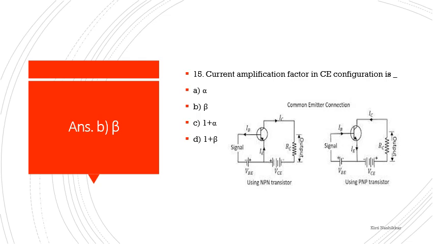In case of the CE configuration, the emitter terminal, which you can see here, is made common. This is for the PNP transistor and this is for the NPN transistor. Emitter is made common and that's why it is called the common emitter connection. Here the current gain is denoted by beta, which is the ratio of output current IC upon input current IB. And the current gain is a unitless quantity because it is the ratio of two similar things.